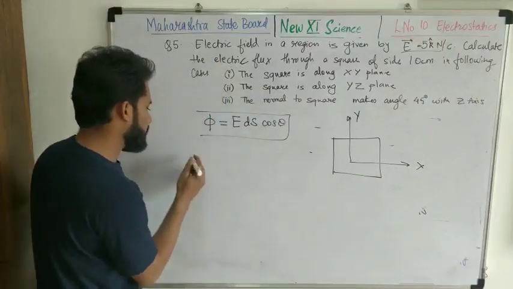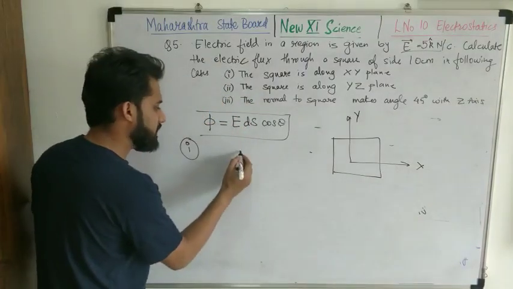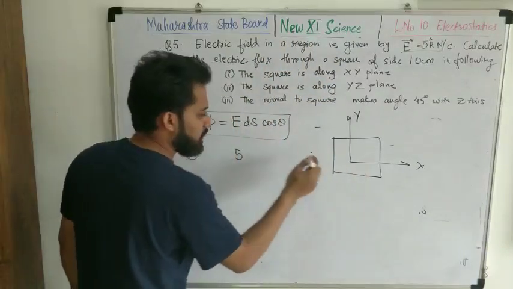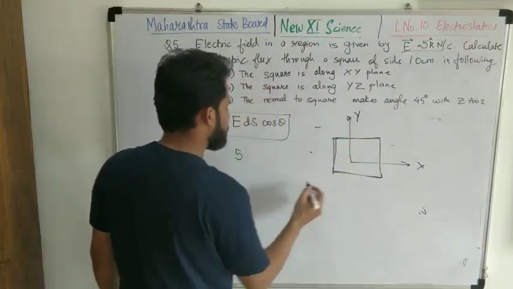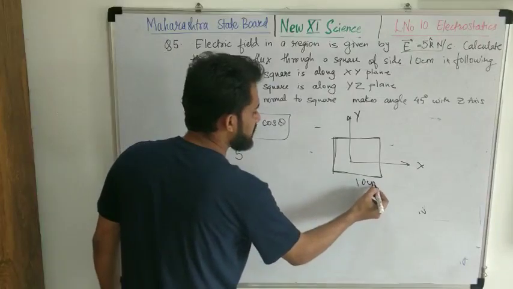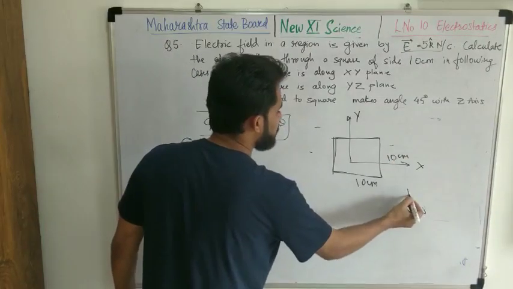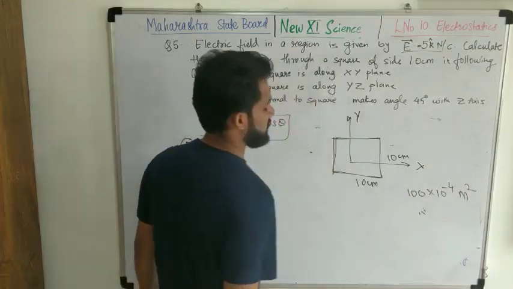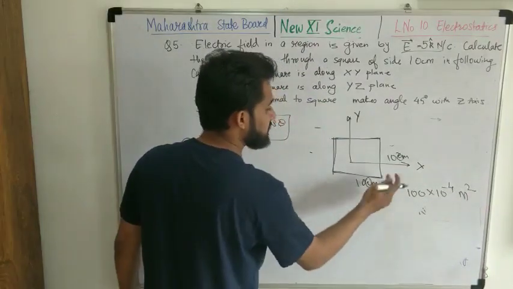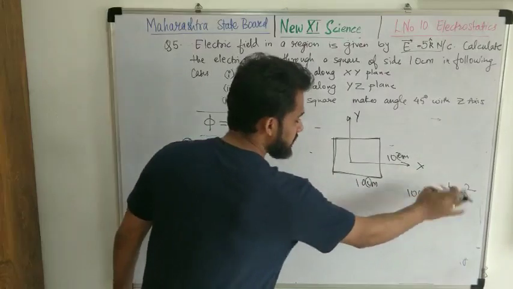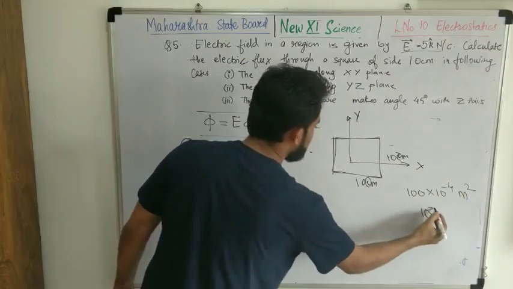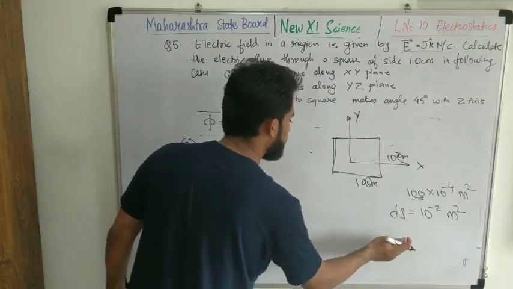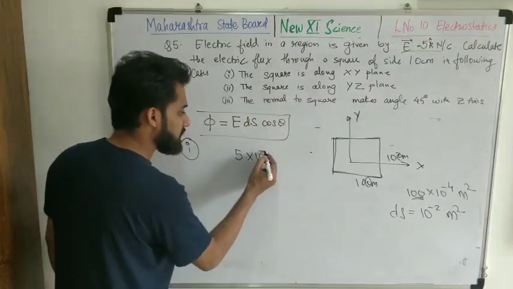We are solving the first case. What is the value of E? 5, in SI units. Second is the area. What is the area of this square? 10 centimeter cross 10 centimeter will give you 100 centimeter square. So 10 raised to minus 4 meter square, because centi is 10 raised to minus 2, 10 raised to minus 2, so 10 raised to minus 4. So it comes out to be 100 into 10 raised to minus 4, so the area is 10 raised to minus 2 meter square.